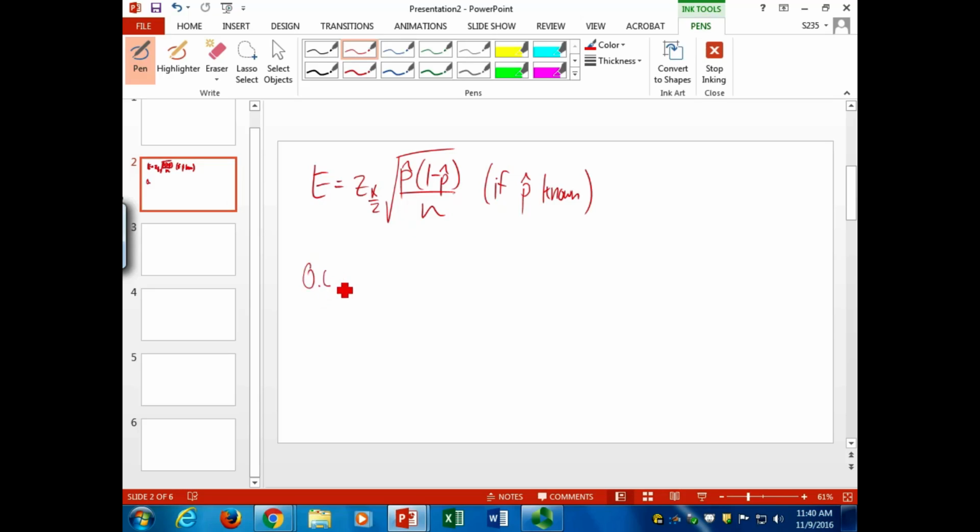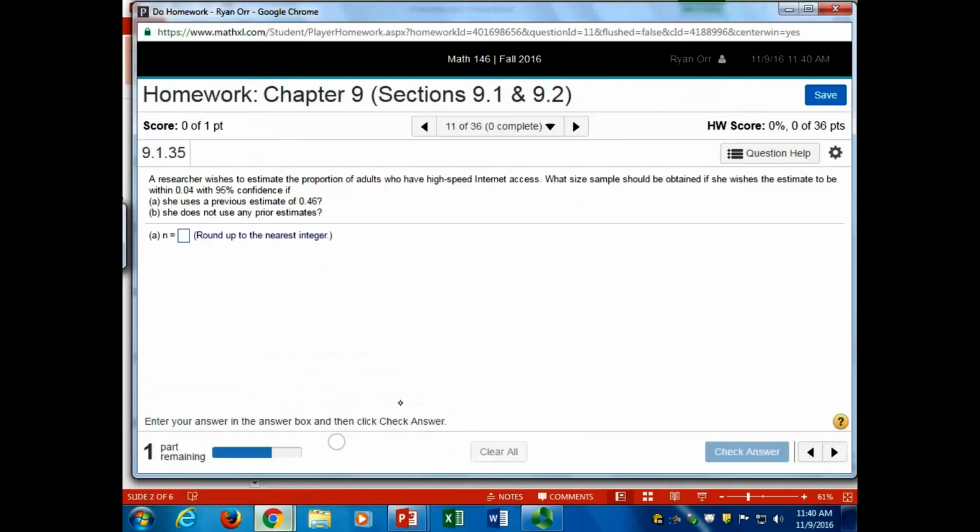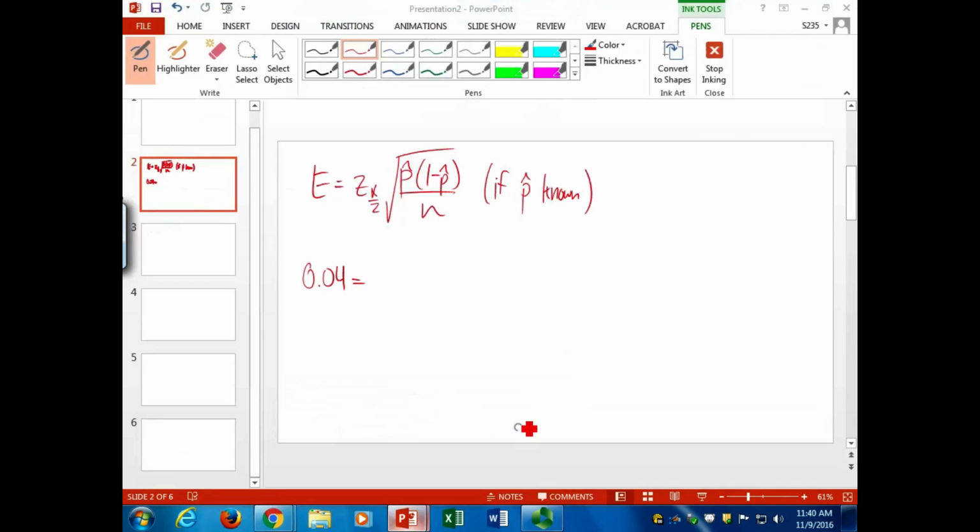So in this case, we wanted a margin of error of 0.04. I can't remember what the confidence level was. 95? Yeah, so in that case, the z would be 1.96, and 0.46 times 1 minus, that's going to be 0.54, all over n. And we're going to solve for n. That's how you're going to do this.